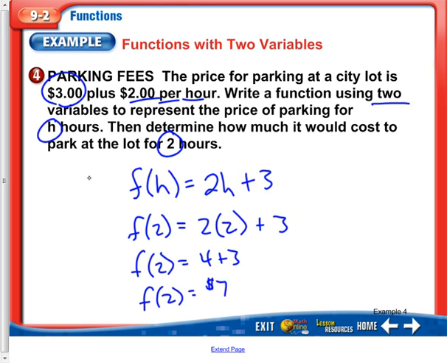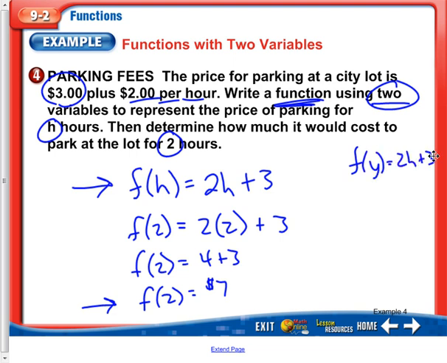Okay, so all this would be expected for your homework. Here's your function, though. That's one of your answers. And then here is the solution for what it would cost for 2 hours. It would be $7. So when it asks you to do two variables, don't think you need two separate letters. Remember, a function is written as f of whatever variable you're choosing. So don't do like f of y equals 2h plus 3.